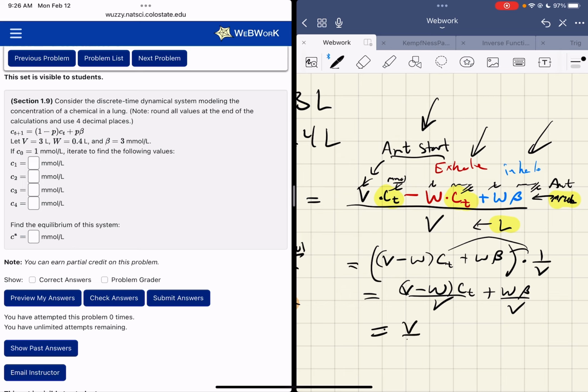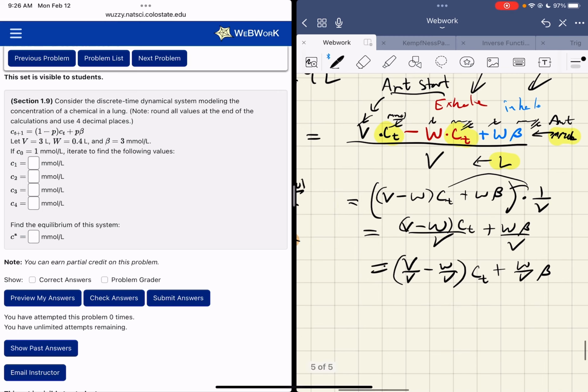So this is the same as V over V minus W over V times C sub t plus W over V times beta. Now V over V, that's 1. And W over V, what is this? This is your tidal volume. This is how many liters you exhale, which is the same as how many liters you inhale, which is not the same as the total volume of your lungs. This is lung volume. And this is the fraction of air in your lungs that you use in a breath, right? That you would exhale, that you would inhale.